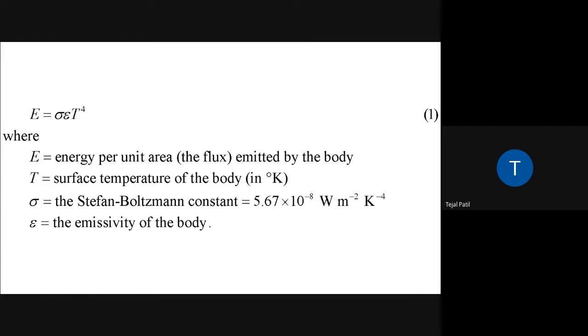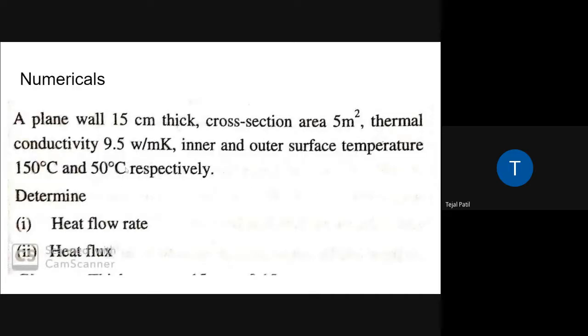These are the three laws which are very important when we are talking about heat transfer, because there are three different modes of heat transfer: conduction, convection and radiation. Whenever you have a certain case in front of you, you must understand what type of heat transfer is going on. Once you find that out, you can find the heat transfer rate by using these three laws. Now let's move to the numericals.